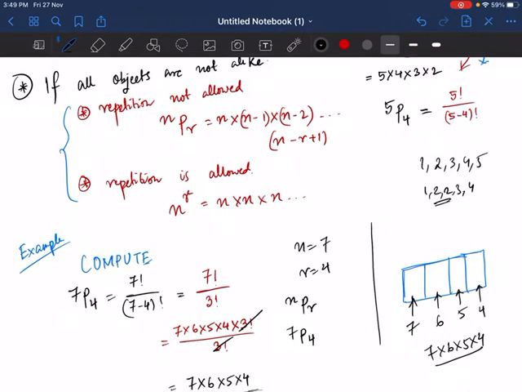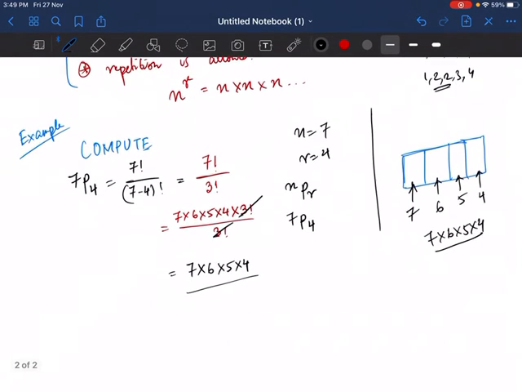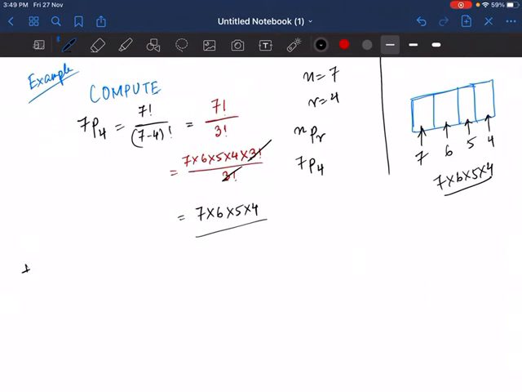Now we have a condition when certain objects are alike. So the second most important thing: if certain objects are alike, what happens in this case? I will try to explain this with an example, that is BEE. Let us do it with the example B, double E.